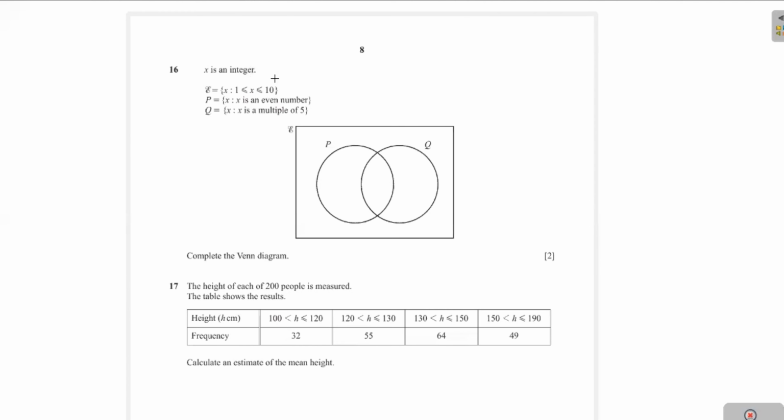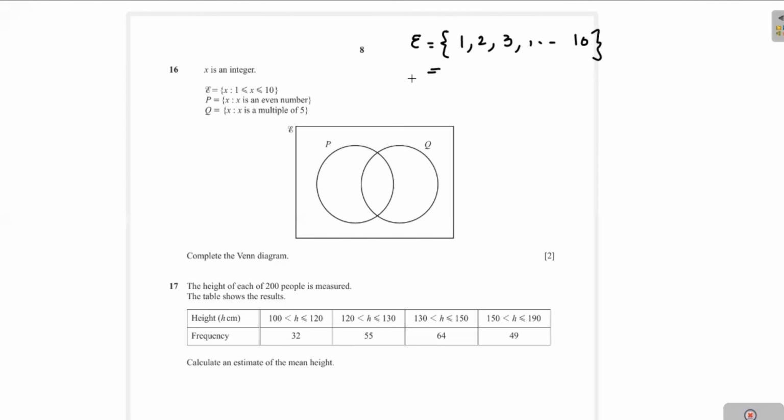Question 16, x is an integer. Universal set is x is such that x is greater than equal to 1 and less than or equal to 10. P, x is an even number. Q is equal to x is such that x is multiple of 5. You see here the universal set elements here are 1 to 10. Therefore, we write 1, 2, 3, up to 10. These are the universal set elements.